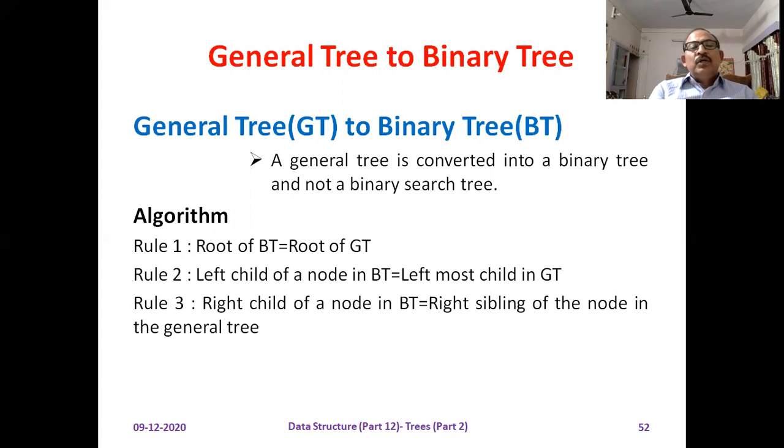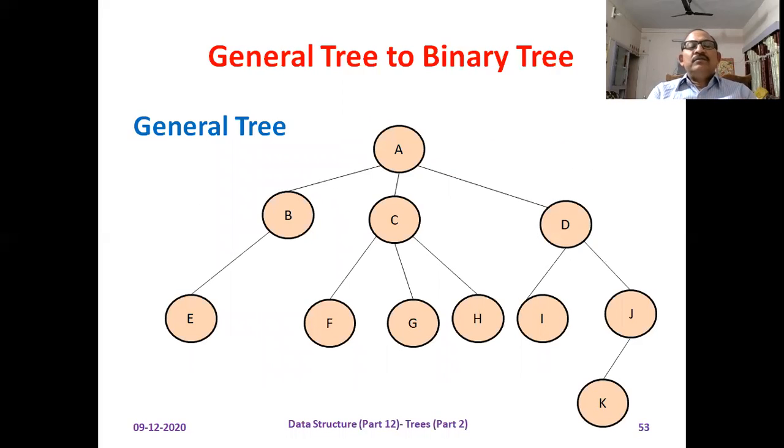Rule first: the root of the binary tree is the same as the root of the general tree. Rule second: the left child of a node in the binary tree is the same as the leftmost child in the general tree. Rule number 3: the right child of a node in the binary tree is the same as the right sibling of the node in the general tree. With the help of these 3 rules, we can make a binary tree from a given general tree. Okay. Let us take this general tree.